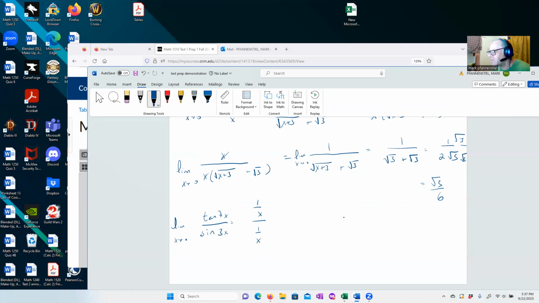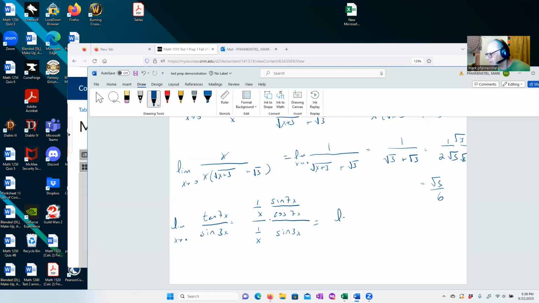And then, rather than do the whole thing here, I'm going to change this tangent into sine 7x divided by cosine 7x, because tangent is equal to sine over cosine, and then divided by sine of 3x. Now this is going to go in, and we're going to see what happens here. I can rearrange these the way I want, because that's how limits work.